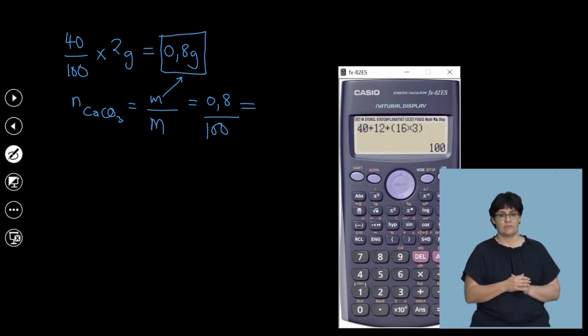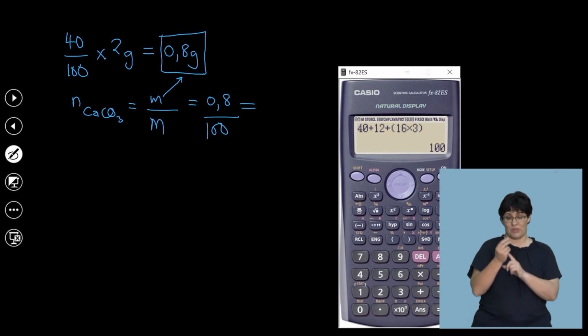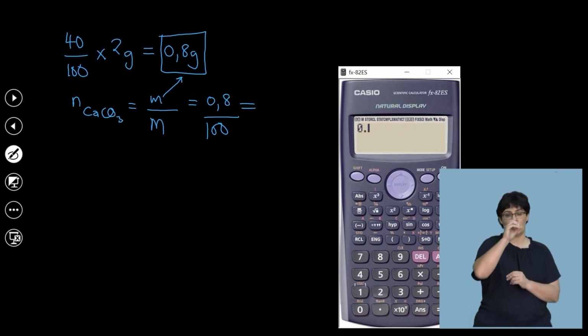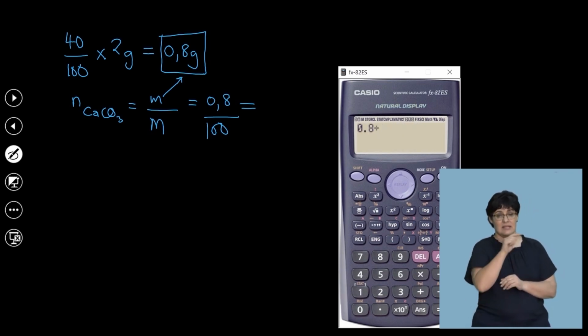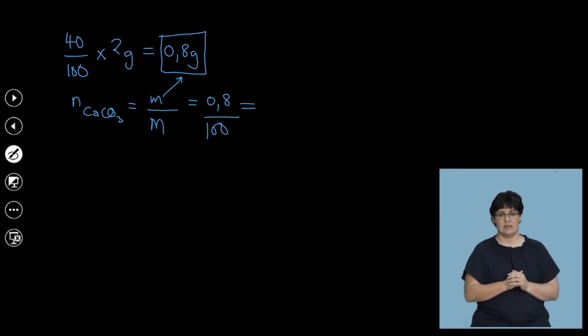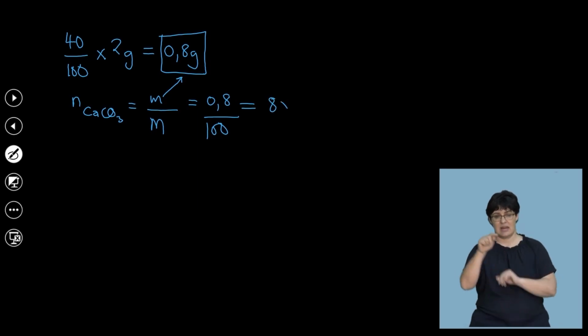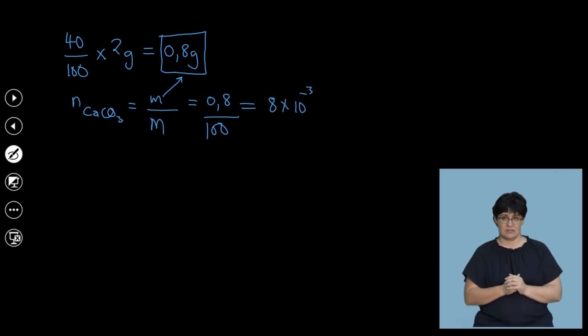Should have stayed on the calculator. So then we'll have the 0.8 divided by 100. This gives us that, which is 8 times 10 exponent negative 3 moles.